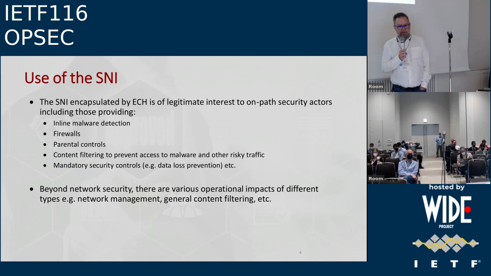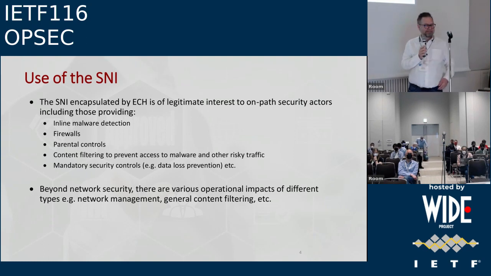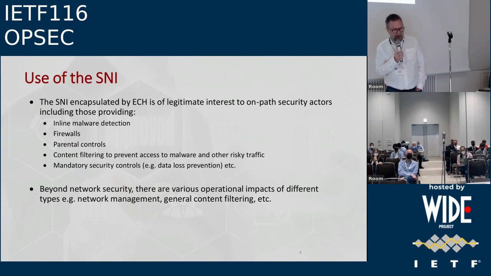Now, in looking at some of the documentation that's been written to date around ECH, one of the things that seemed to be missing to us was an understanding that the SNI that's encapsulated by ECH is important and is of legitimate interest to on-path security actors. So they're not attackers in that sense. They do have a legitimate interest in accessing the SNI data, for things like malware detection, firewalls, and so on, stopping access to other risky traffic. Just picking up on the conversation we've just had on IPv6. And also there are other operational impacts beyond security as well, although we've spent less time looking at those.